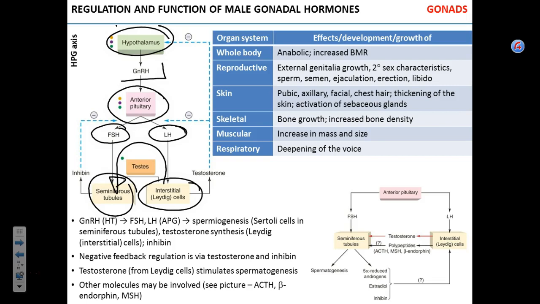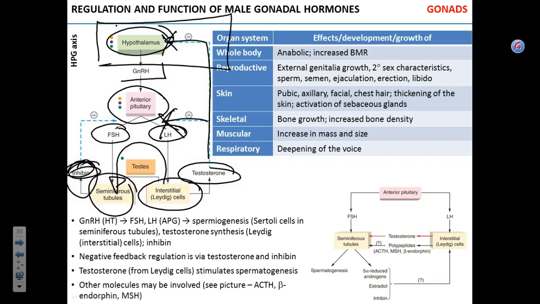Another hormone that's produced in seminiferous tubules is inhibin. Testosterone and inhibin are called gonadal hormones. Both testosterone and inhibin, via a negative feedback loop, will act on the hypothalamus and anterior pituitary, and will block the release of gonadotropin releasing hormone and the release of gonadotropins. Does that make sense?